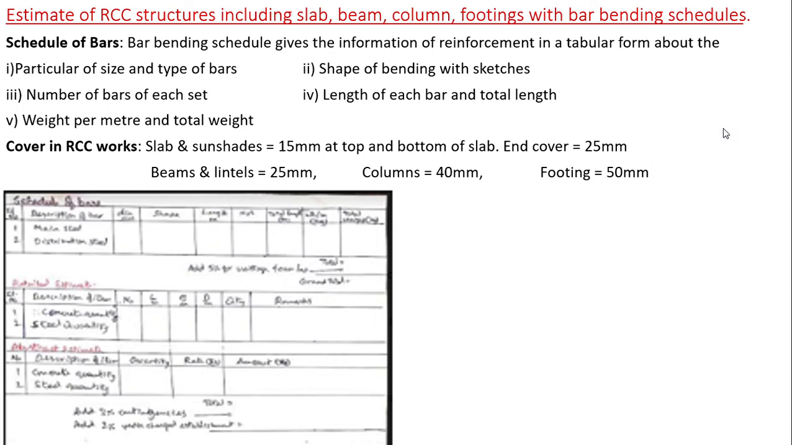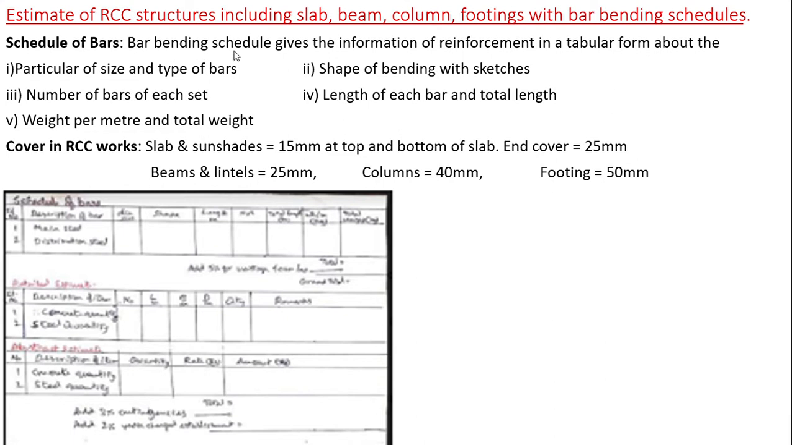Dear students, let us take up a problem on estimation of RCC slab which includes bar bending schedule. Every RCC quantity consists of concrete quantity and steel quantity, and total estimate of RCC work is equal to the sum of the cost of the concrete and the cost of steel reinforcement. Now let us understand what is schedule of bars or bar bending schedule.